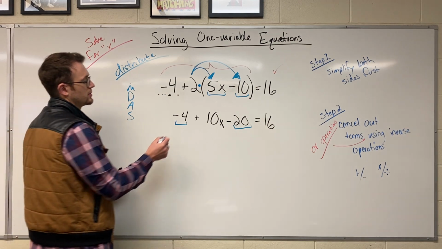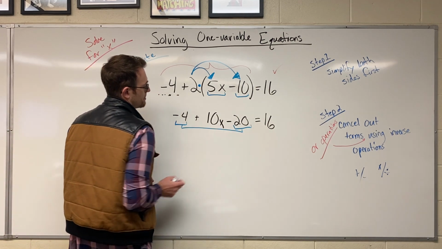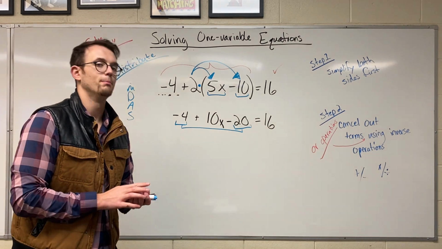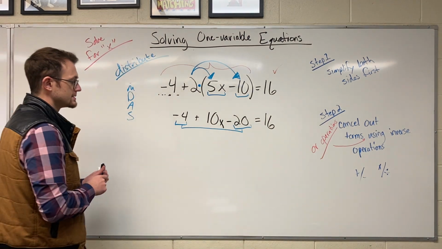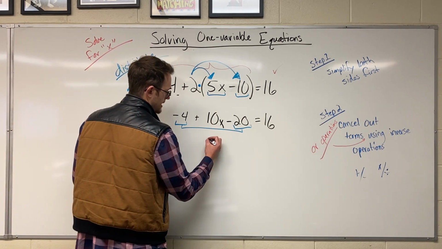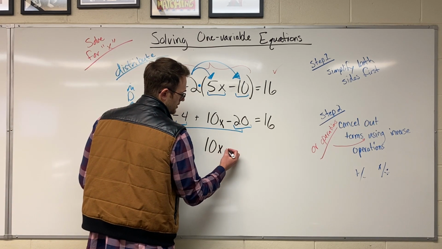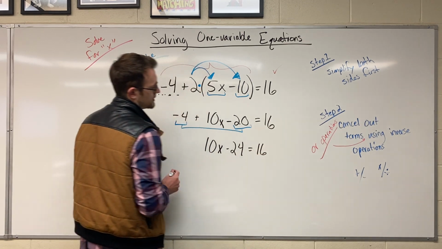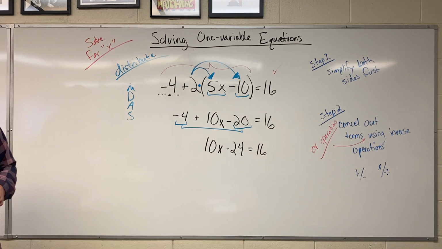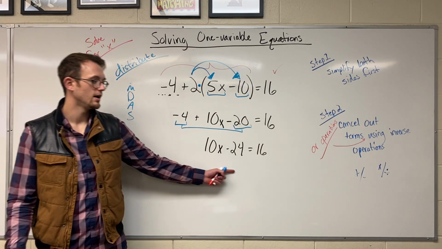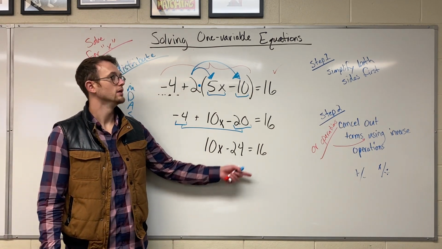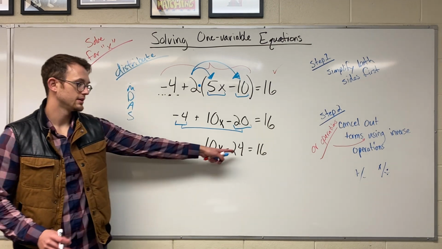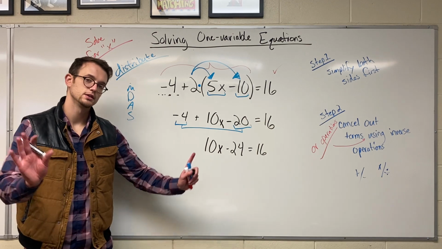All right, so I am going to combine those. So negative 4 minus 20 is negative 24. So I get 10x minus 24 equals 16. All right. Simplify. Finally finished step 1. I can check off step 1. I did it. I simplified the left side. Can't combine that anymore. Those aren't like terms. Left side's good to go.